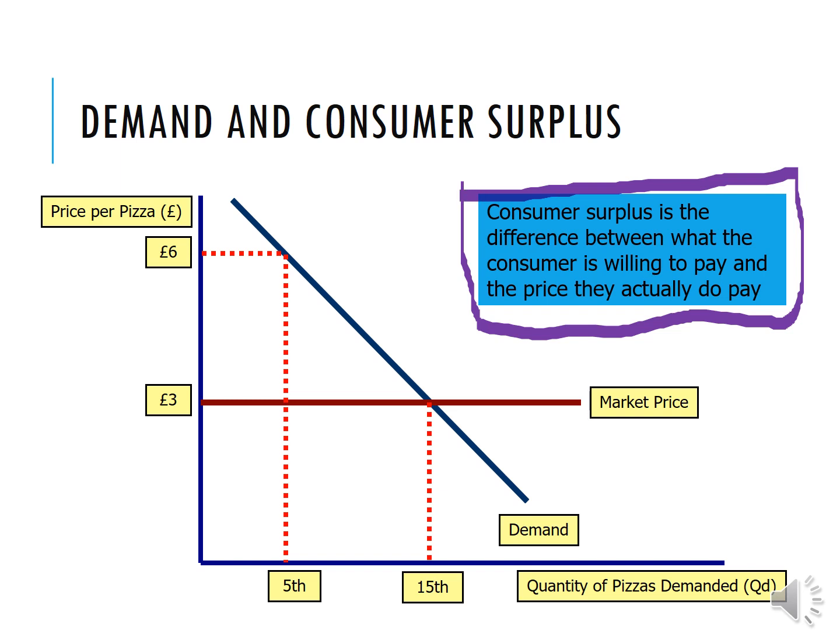So we've said here that for the fifth slice of pizza, I was willing to pay £6, but I only paid £3. For the second slice of pizza, I was willing to pay even more, but I only paid £3. For this slice of pizza over here, I would have paid about £5, but I only paid £3, and so on. If I add together all of these values, I get an area like this, which represents the total consumer surplus, the total area where my value exceeds the price that I pay.